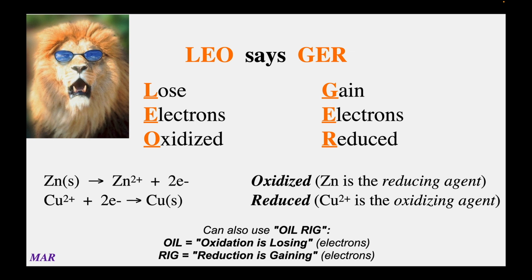Grr is gain electrons reduced. So the copper 2 plus is gaining electrons to become copper metal. Reduced means electrons will be reactants. All right? So oxidized and reduced are real common.